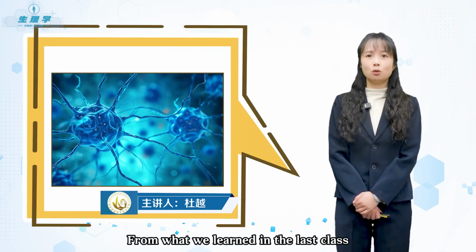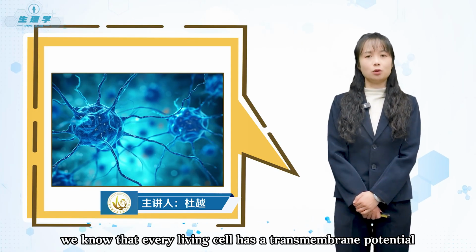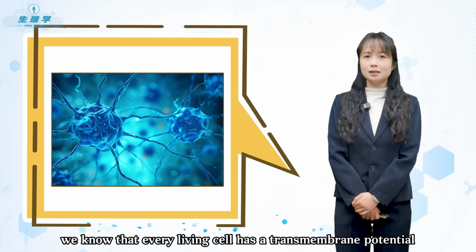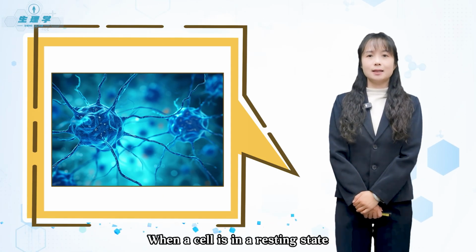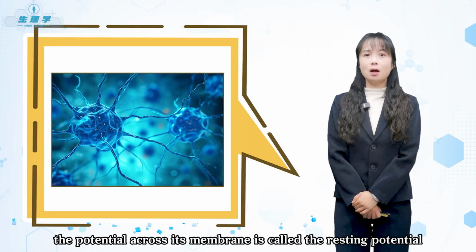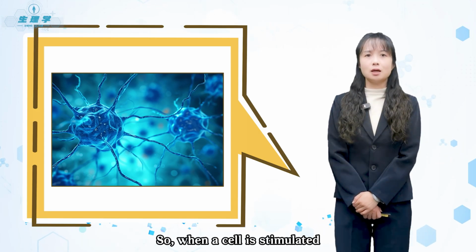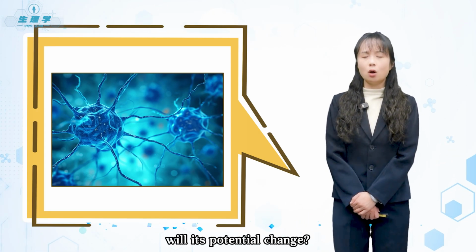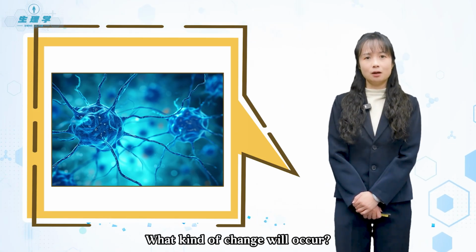From what we learned in the last class, we know that every living cell has a transmembrane potential. When a cell is in a resting state, the potential across its membrane is called the resting potential. So, when a cell is stimulated, will its potential change? What kind of change will occur?